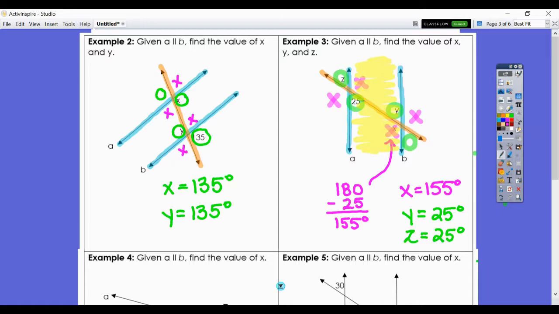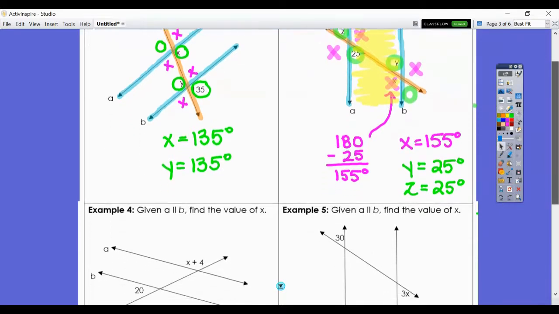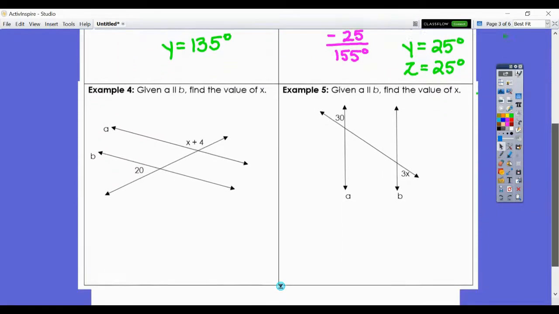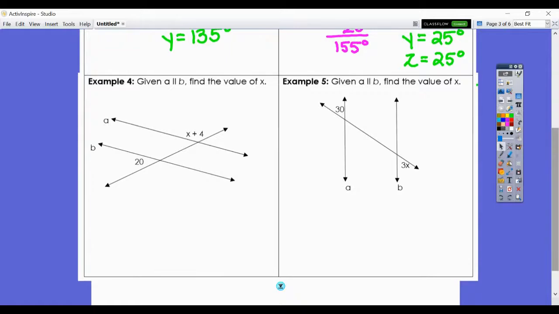That's our example 3. We have 2 more examples, kind of adding some expressions, which is a preview to next time, but let's go ahead and try it.